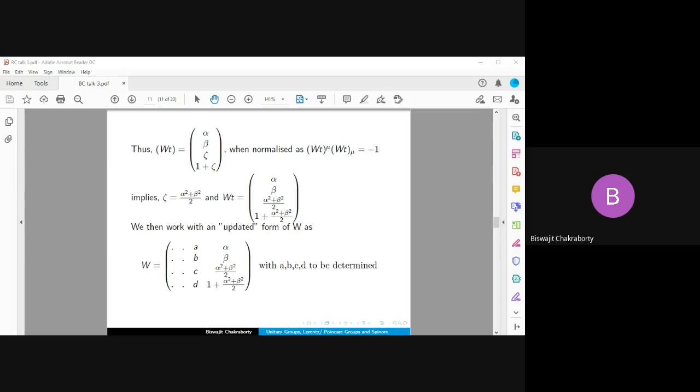We work with the updated form. What is the updated form? We have the last column we had already got. Next column, let us put it ABCD. We need to determine that. So now we let it act on S mu 3. Let us go to next slide, please.